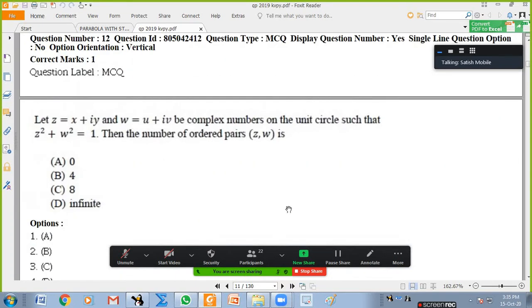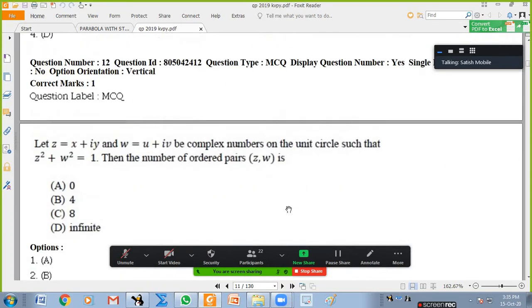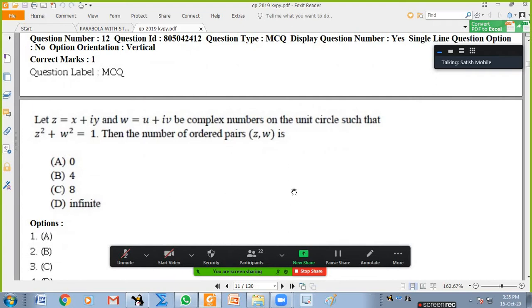Okay, the 12th is about complex numbers. For some of you this chapter has not been taught, but I'll just give an idea. When the complex numbers lesson is over, you can go back and try this question once again.